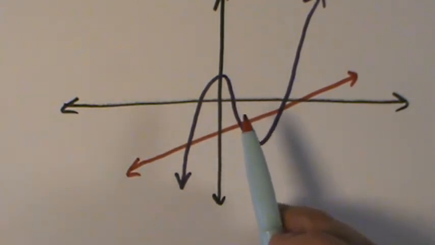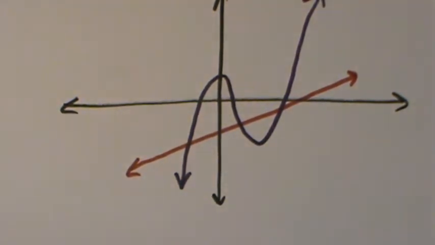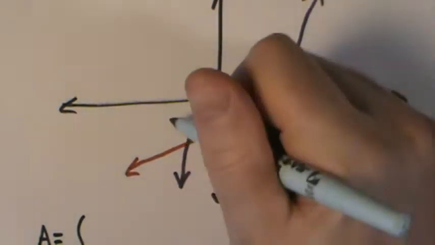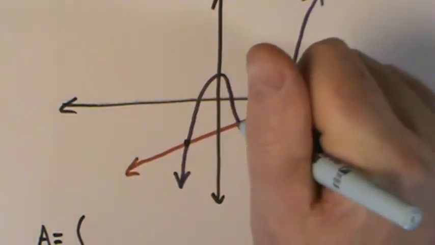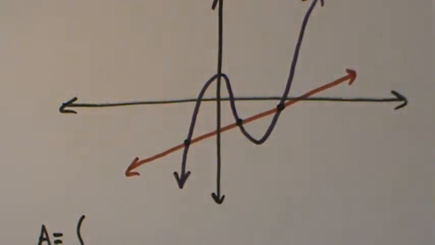So I have to break this up into two different integrals. And that's what I'll do down here. I'll say my area equals the integral. Now I have to figure out what these points of intersection are. And so I'm going to do that right now before I write all this. Leave myself plenty of room.